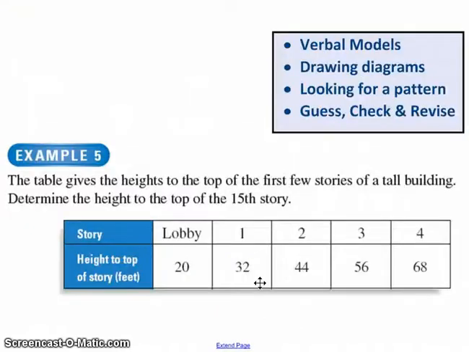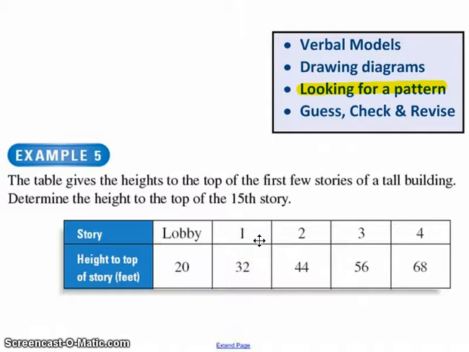Last example that I have time for in this video. In this case, now we've talked about verbal models, we've talked about the value of drawing a diagram, we're about to talk about the value of looking for a pattern. The story is that the lobby of this building is 20 feet high, and then here are the measurements to the top of the story for every story after the lobby. So they're calling the floor above the lobby the first story, and some buildings do that, especially in Europe.